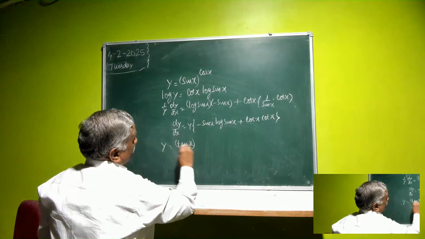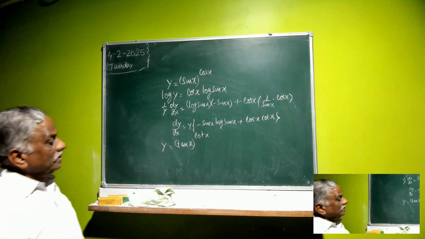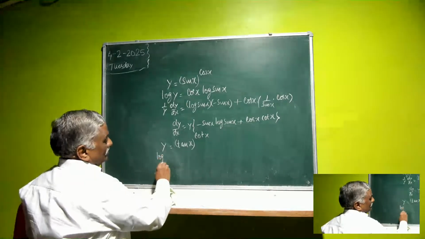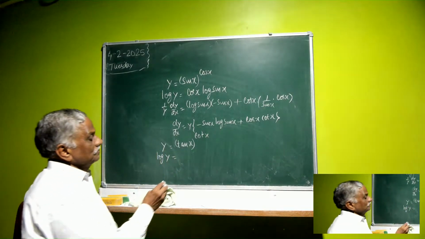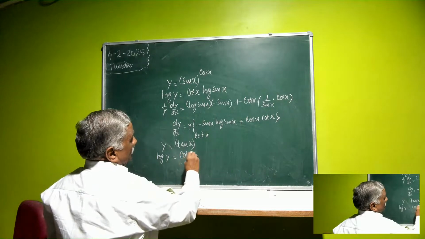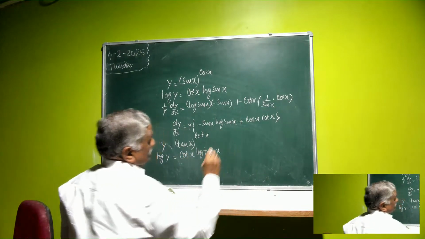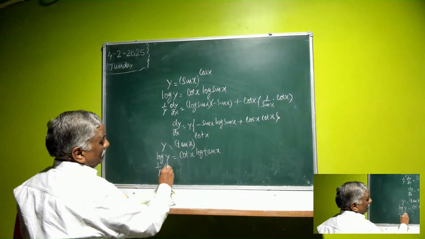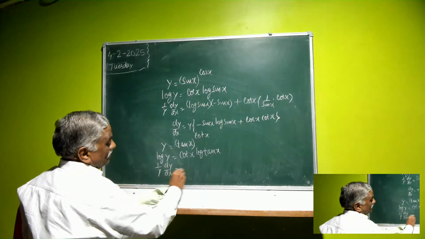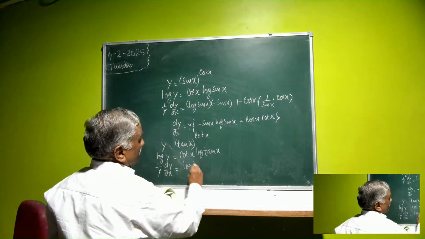y is equal to tan x to the power of cot x. Take log on both sides. I am rushing through because these are all very simple problems. Log y is equal to cot x into log tan x. Differentiating, 1 by y dy by dx. Again, product rule. Keep log tan x as it is.